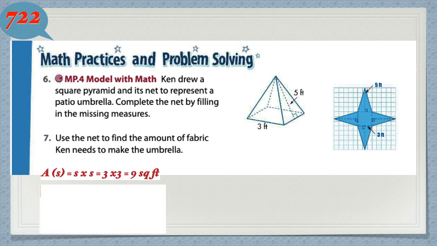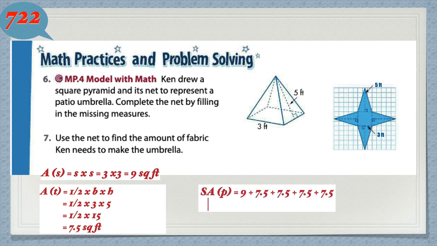What about the triangle? So again, the formula, 1/2 times base times height. So 1/2 times 3 for the base of the triangle and the height of 5. So 1/2 of 15 is 7.5 square feet. Okay, so the area of that pyramid will be equal to the area of the square, which is 9, and the 4 triangular faces, which is 7.5 each. So all in all, the total area is 39 square feet.